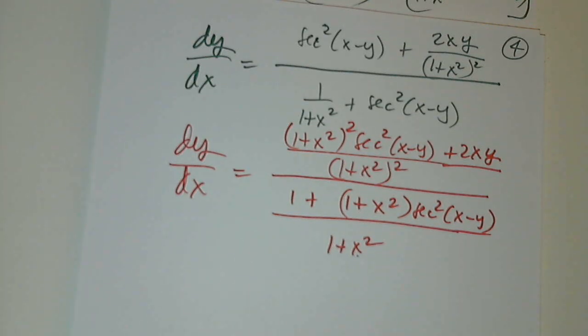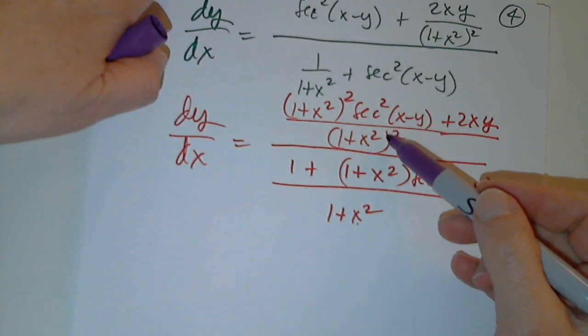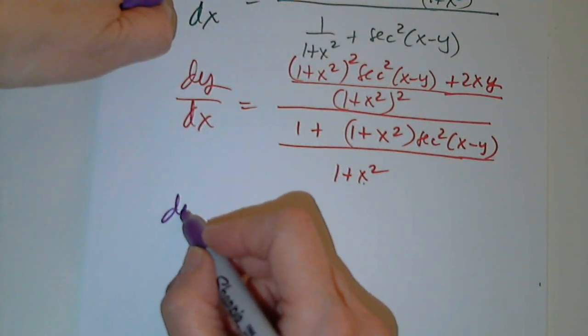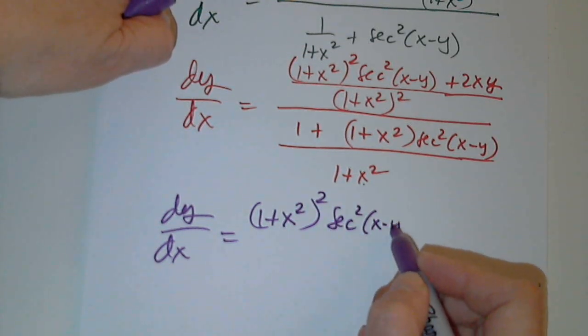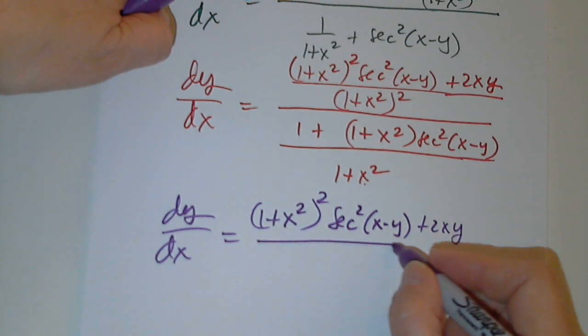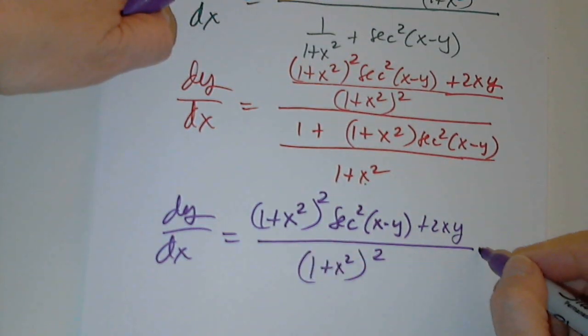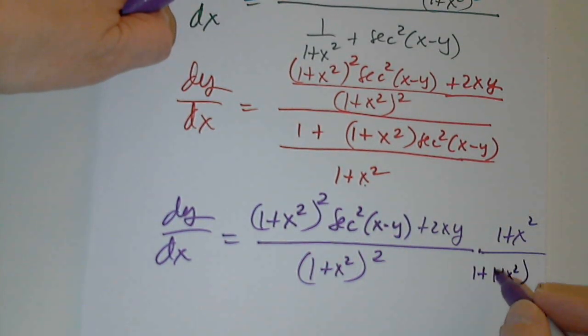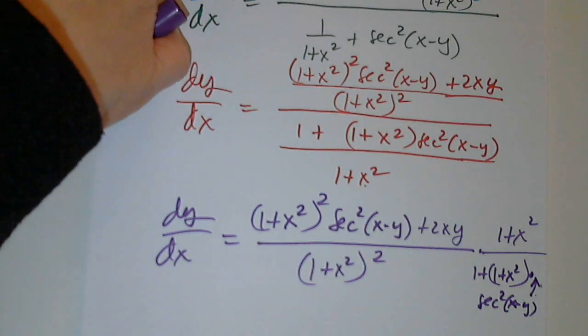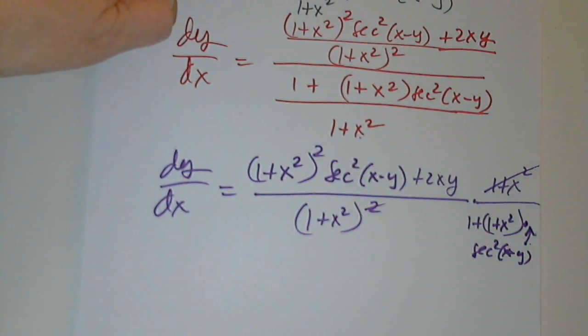It's becoming a bigger and bigger mess, but we will be able to simplify one of these after I flip them. So then dy over dx equals 1 plus x squared squared secant squared x minus y plus 2xy over 1 plus x squared squared, and I should multiply by 1 plus x squared over all this. 1 plus x squared, and of course, I ran out of room. So the only thing I can do is this. Nothing else goes away. But at least we don't have fractions over fractions anymore. So I would rewrite.